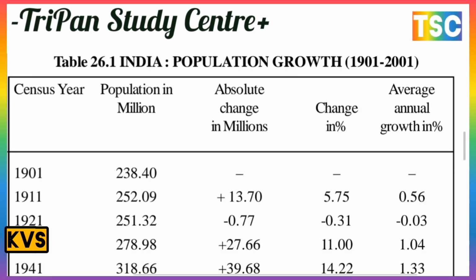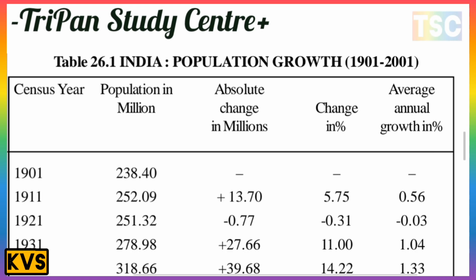Here is the most important table. India's population growth rate from 1901 to 2001. The most important point is the period of 100 years' difference here. The table shows the population in millions, the change in millions, the change in percentage, and the average here. For 1901 there is no information provided here.